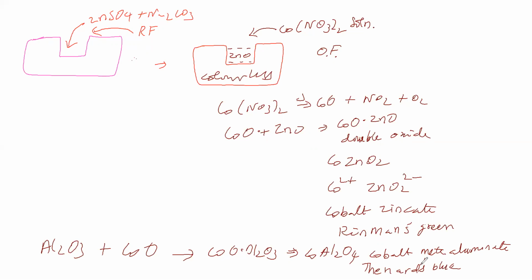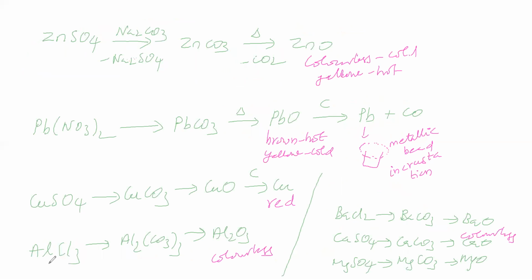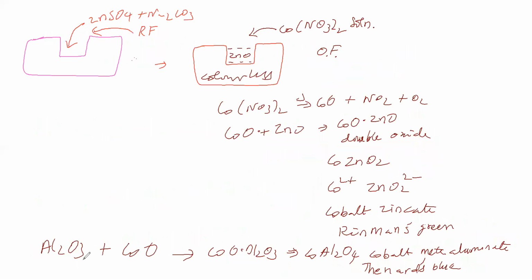Here, aluminum salt with sodium carbonate gives aluminum carbonate. Aluminum carbonate on decomposition gives alumina. It is not undergoing any further reaction. This alumina with cobalt oxide gives cobalt meta aluminate. What color does it have? Thenard's blue color.